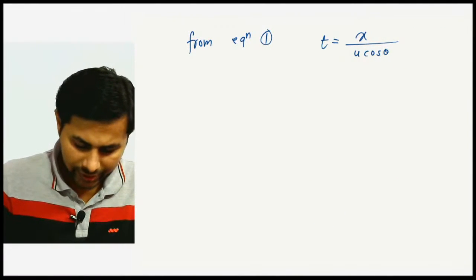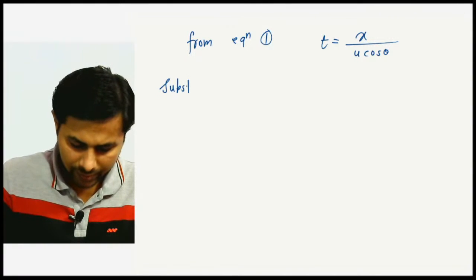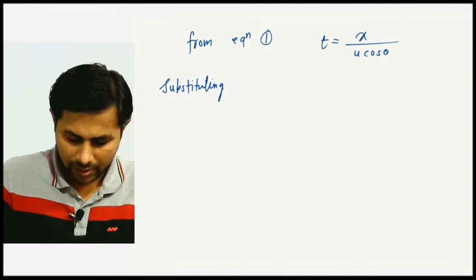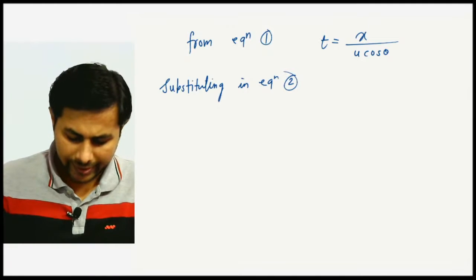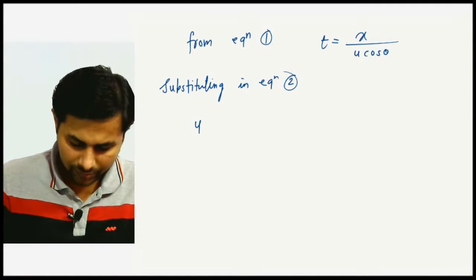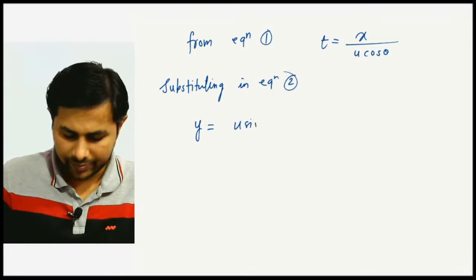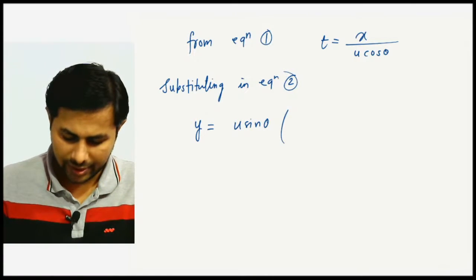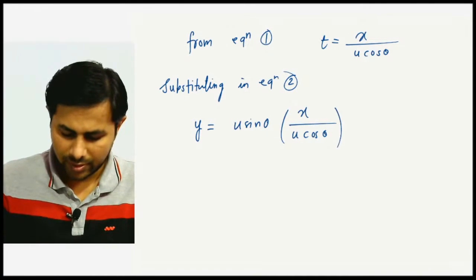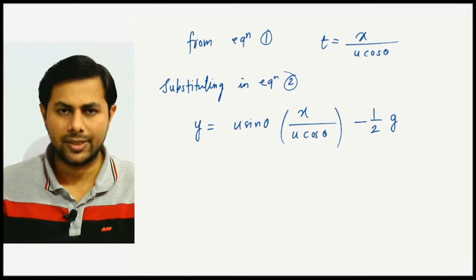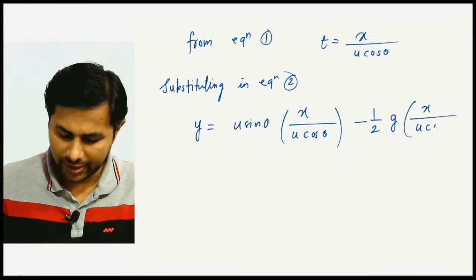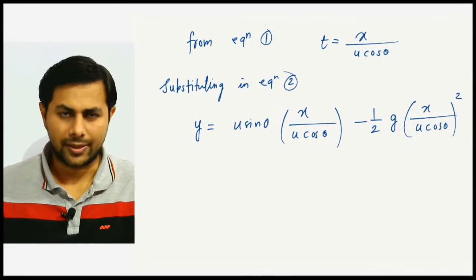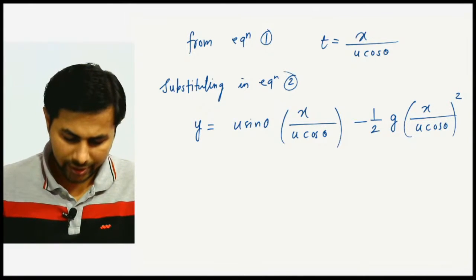So substituting in equation 2, what do we get? We get y equals u sin theta times t, and t is x divided by u cos theta, minus half of g multiplied by t squared, and t is x divided by u cos theta, and square of that.